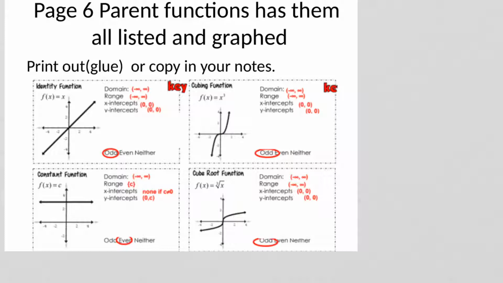So we have an identity function here, we have a cubing function, we have a constant function, which is a horizontal line, and a cube root function, with different properties of domain, range, your x and y intercepts, and if it's an odd, even, or neither graph. So it's a good idea to put this in your notes.